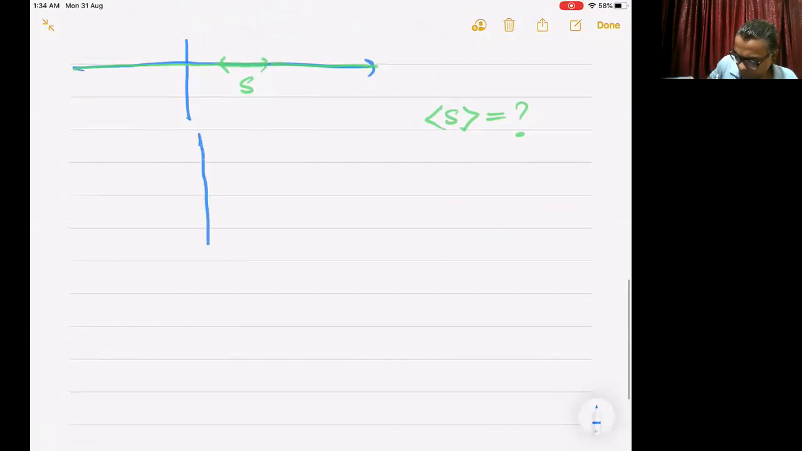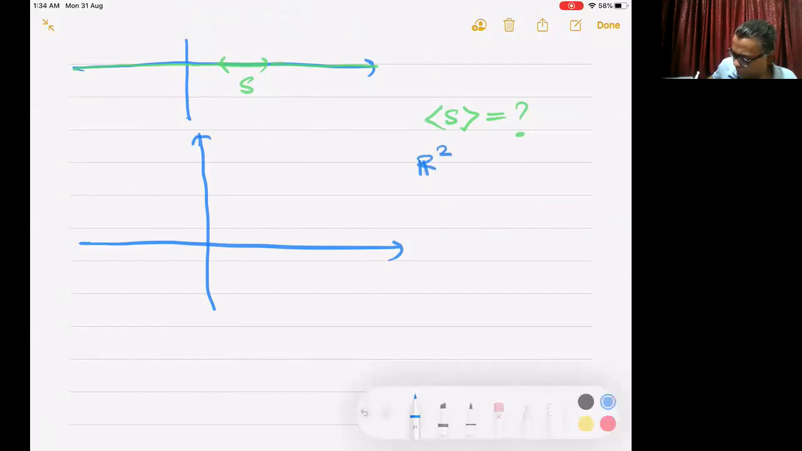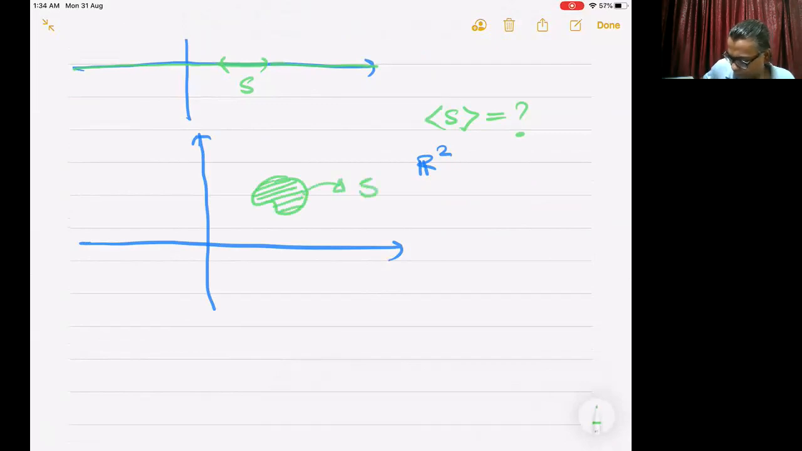As an immediate attention problem to you, why don't you think and find out, in R2, suppose this is my set S. What is the span of S? That is your immediate attention problem. Think about it. Similarly, also think about the situation over higher dimensions.